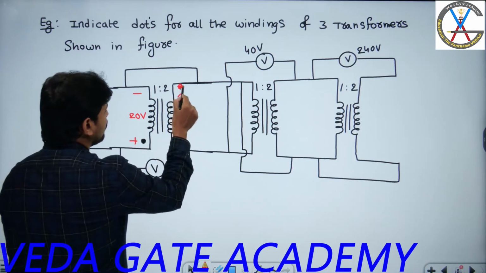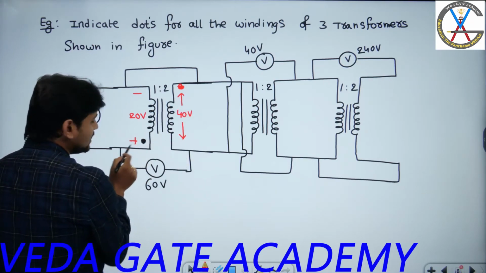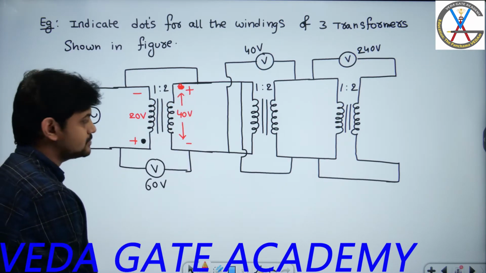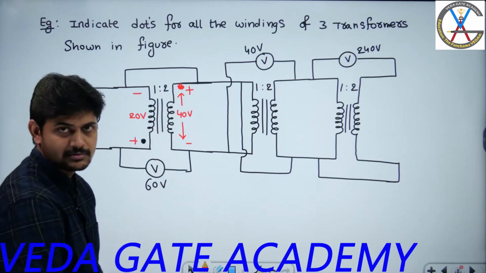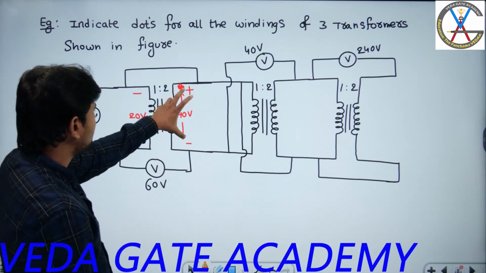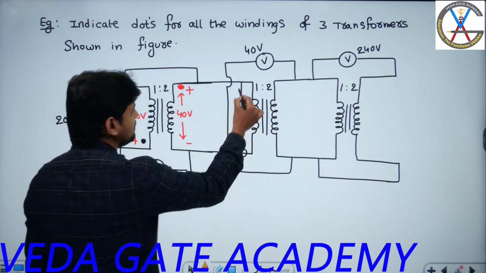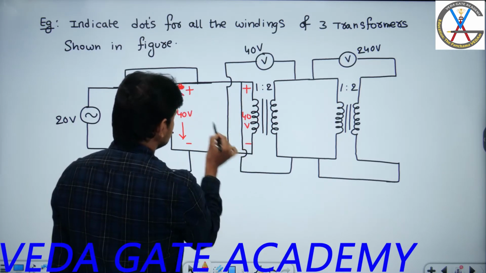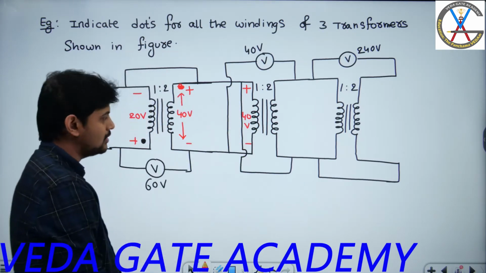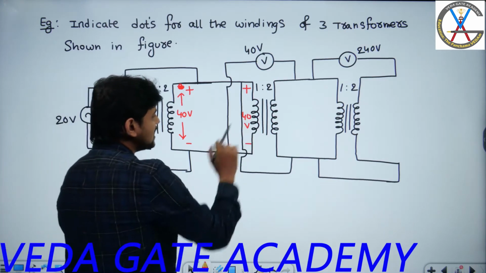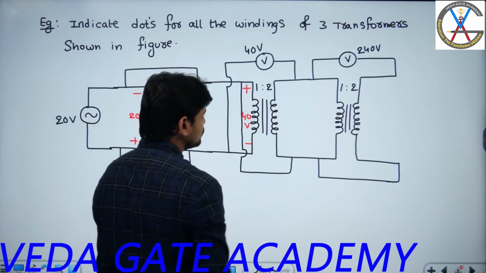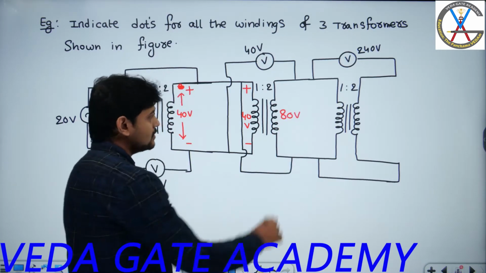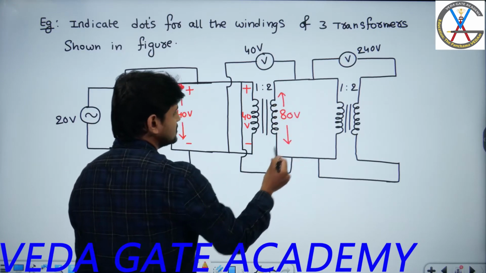If this is the dot, obviously for a given transformer, the dot is indicated with the positive terminal, so this dot must also be indicated with positive terminal, plus minus. So we got this as plus minus 40 volts. The same voltage will appear across this winding also, 40 volts plus minus, with the same terminals. Now since it is a 1:2 transformer, how much voltage can I get across this winding? 80 volts.